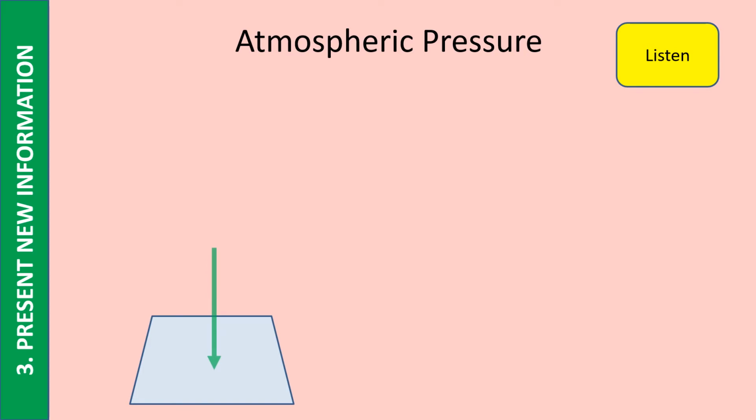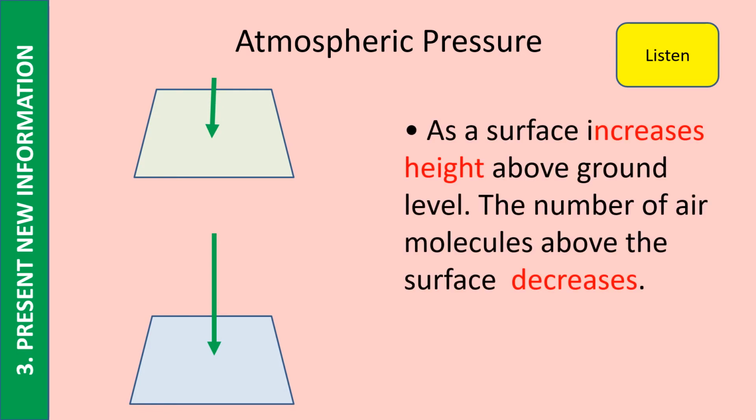It's important that we remember that pressure is just caused by molecules of air colliding with the surface. If we take that surface and raise it higher into the atmosphere, i.e. to a greater altitude, there are fewer molecules there to collide with the surface. So as the surface increases in height above the ground level or altitude, the number of air molecules above the surface decreases, and that means the pressure decreases.